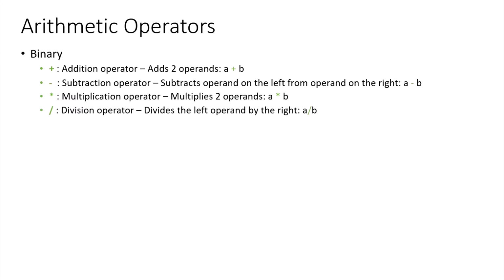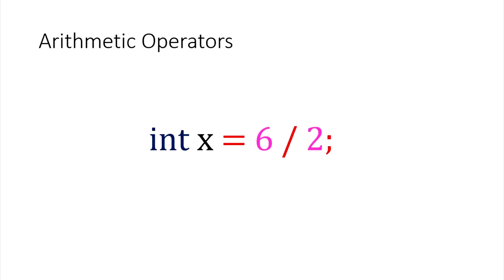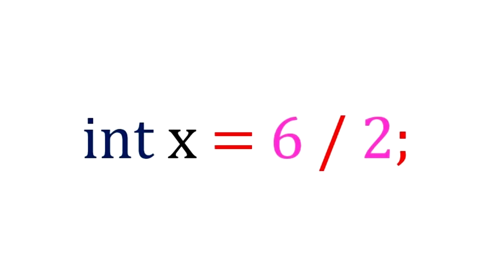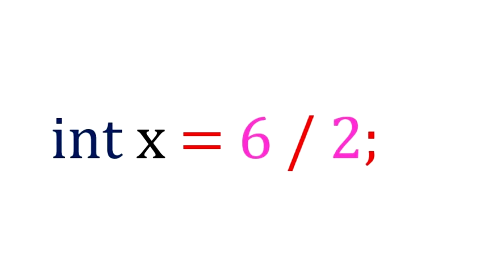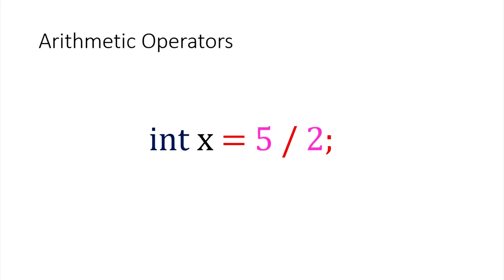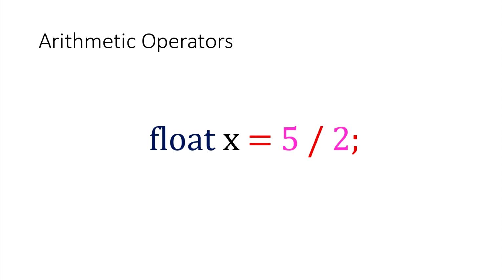Backslash is the division operator that divides the left operand by the operand on the right. Here, it divides 6 by 2 and stores the value of 3 in x. Note that 6 and 2 are both integer values. Therefore, this division operation returns an integer value. If we were to divide 5 by 2 instead, we would get a result of 2, an integer value, even if the variable that we stored the result in was a floating point variable.